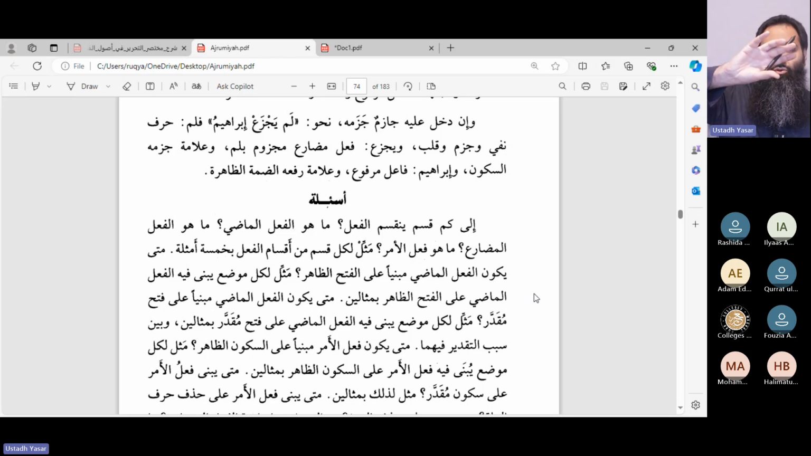Qalb means to alter or to change. So it changes the meaning, because this is fi'l mudari, which can mean now or future. But when lam comes before fi'l mudari, it changes it to the past. Qalb. And that's why qalb is called qalb. That's why the heart is called qalb, because yataqallab, it changes a lot.